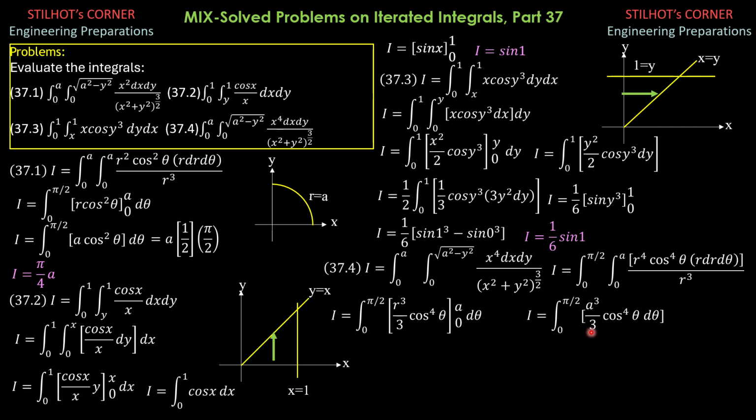Then we evaluate this by Wallis formula for the definite integral, because the limits are from 0 to pi over 2. So this is a cubed over 3 times the quantity 3 times 1 over 4 times 2, then times pi over 2 for alpha. We cancel out 3. So the answer is pi a cubed over 16.